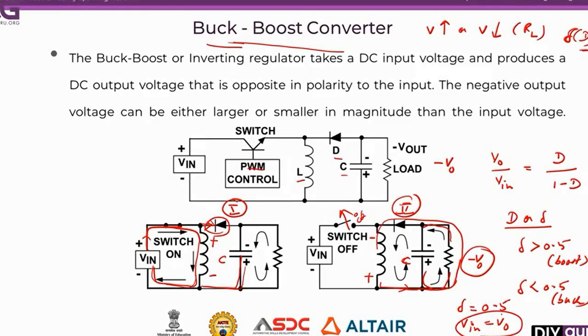Now if you see here, the delta is 0.5. The meaning of 0.5 is 50% of the total time. 50% of the time the switch is turned on, and 50% of the time the switch is turned off. That is the meaning of D equal to 0.5.